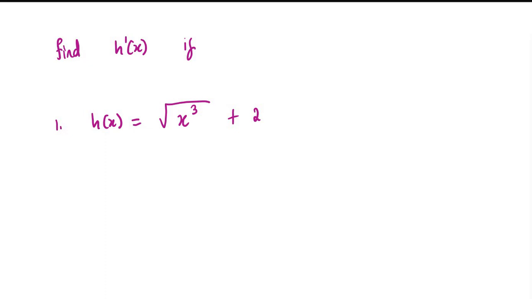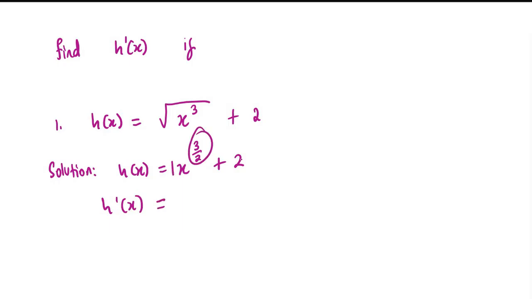For this problem, the solution would be that you have to simplify h of x first. So you're going to have h of x is equal to x to the power of 3 over 2 plus 2. Then you apply the rules. That's why you write h prime of x. Now you say the 1 that is here times the 3 over 2, the answer will be 3 over 2. And then you say 3 over 2 minus 1, it's going to give us a half.